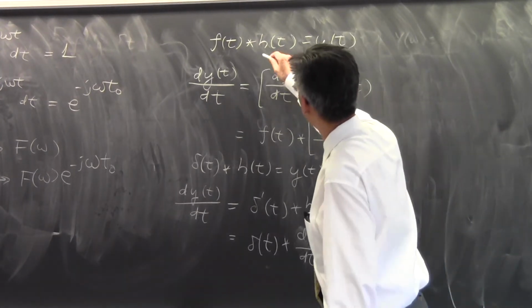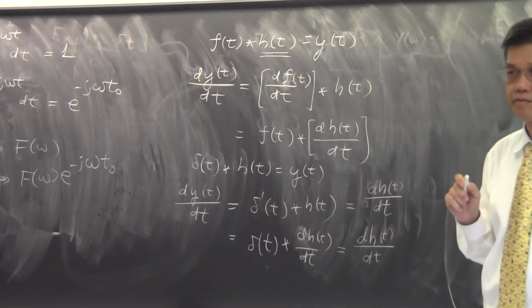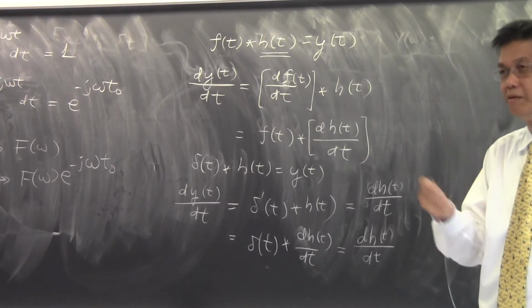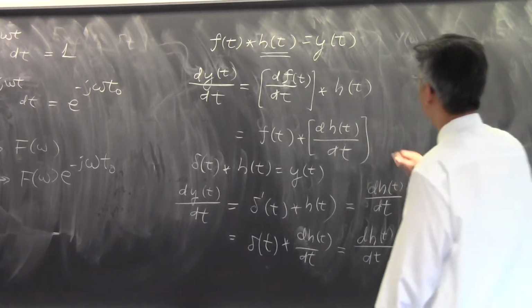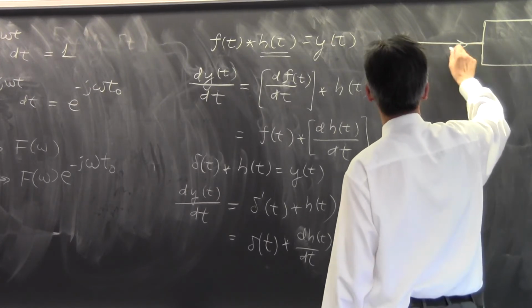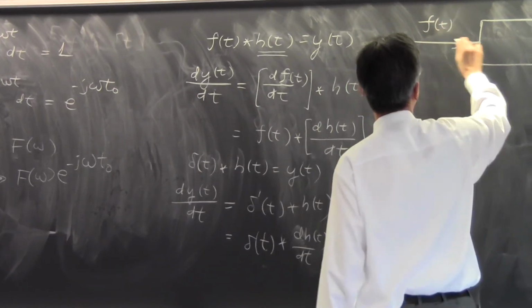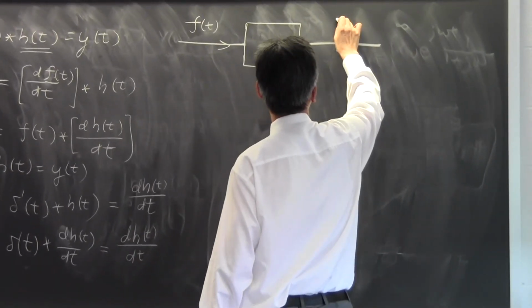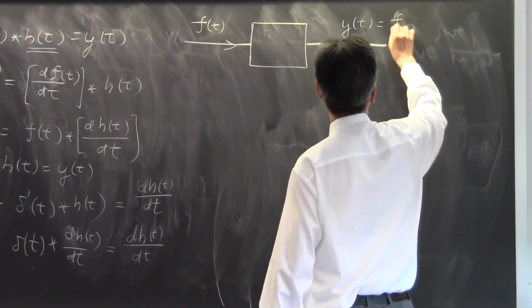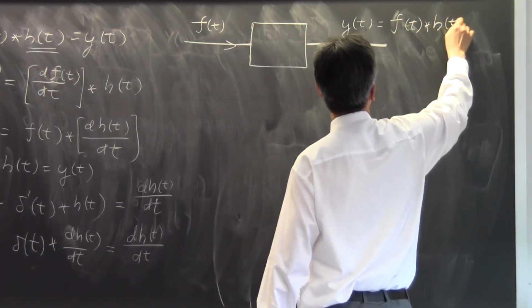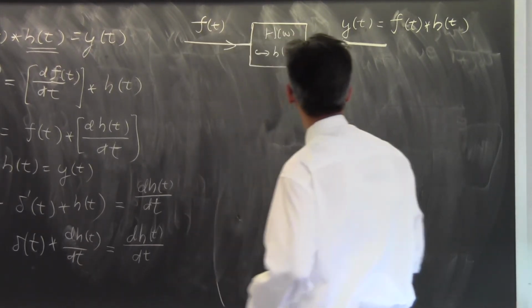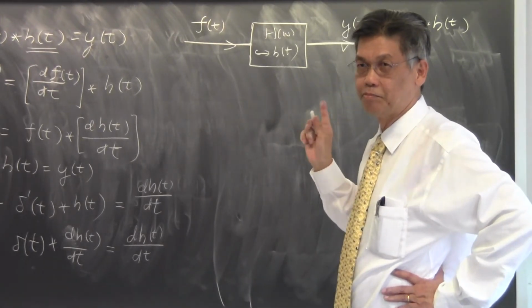And why is h of t called the impulse response? H of t also has a special name. It's called the impulse response. Okay? So what this describes here is that if you have a box, LTI box, and if your input is f of t, then the output is y of t, which is equal to f of t convolving with h of t. And then this H of omega is the Fourier transform of h of t. Okay? So this is the picture you have.